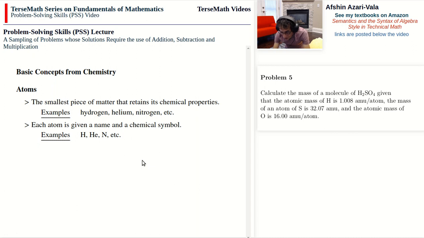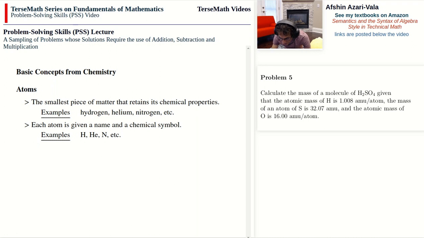The symbols are usually made up of either one letter or two letters. If it's one, it is capitalized, and if there are two, the first one is capitalized and the second one is lowercase. So either one letter, which is capitalized, or two letters, the first one capitalized and the second one lowercase.